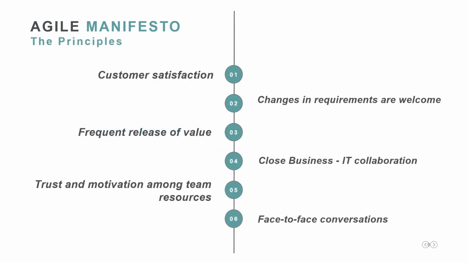Besides the 4 values, the Agile Manifesto is also made up of 12 principles. Together, values and principles are part of the learning concepts and practices of the Scrum framework. Let's read them now. The first principle is customer satisfaction. The second principle is that changes in requirements are welcome. Then frequent release of value. Close business-IT collaboration. Trust and motivation among team resources. Face-to-face conversations.